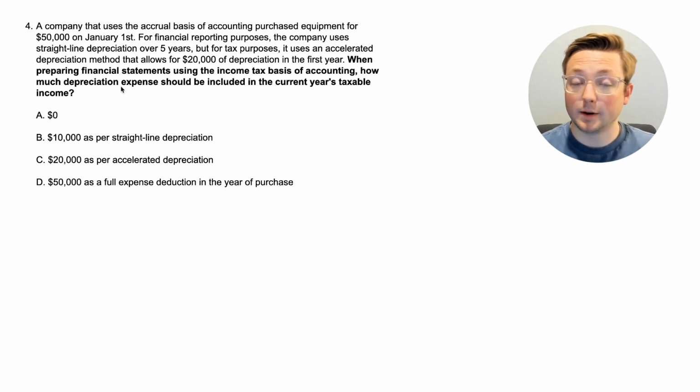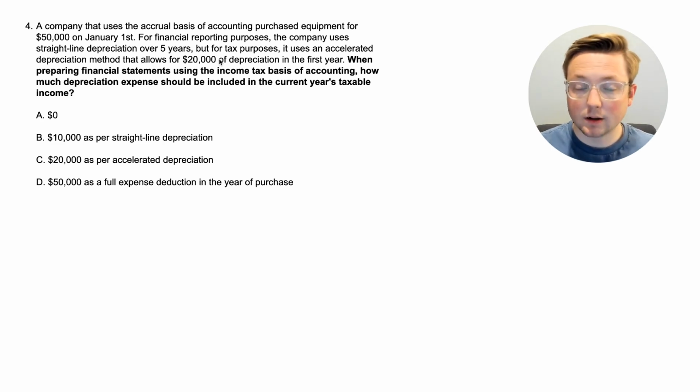Okay, so now we're talking about depreciation. How much of it is going to be included? Let's read this. A company that uses the accrual basis of accounting purchased equipment for $50,000 on January 1st. For financial reporting purposes, the company uses straight-line depreciation over 5 years, but for tax purposes, it uses an accelerated depreciation method that allows for $20,000 of depreciation in the first year.